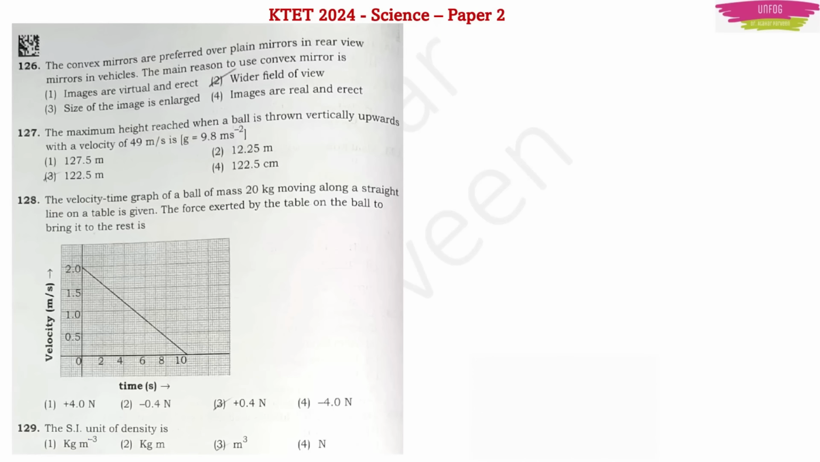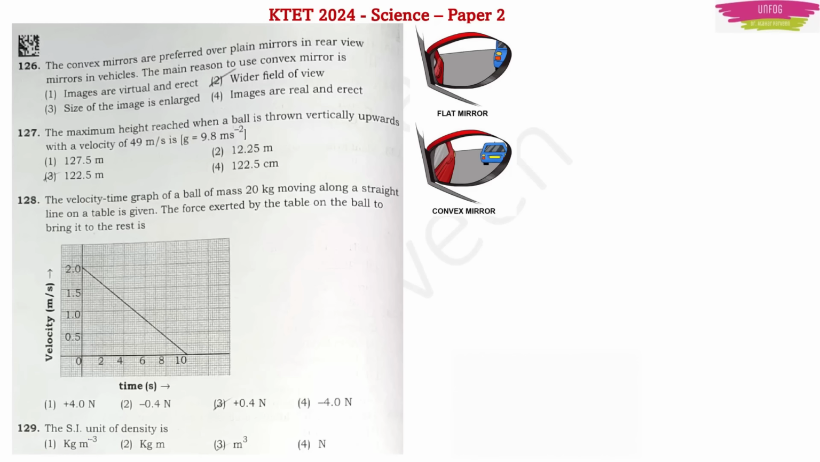Next, question number 126. The convex mirrors are preferred over plane mirrors in rear view mirrors in vehicles. The main reason to use convex mirror is, so this is very simple. The answer is a wider field of view. We have been discussing this in our optics class also.